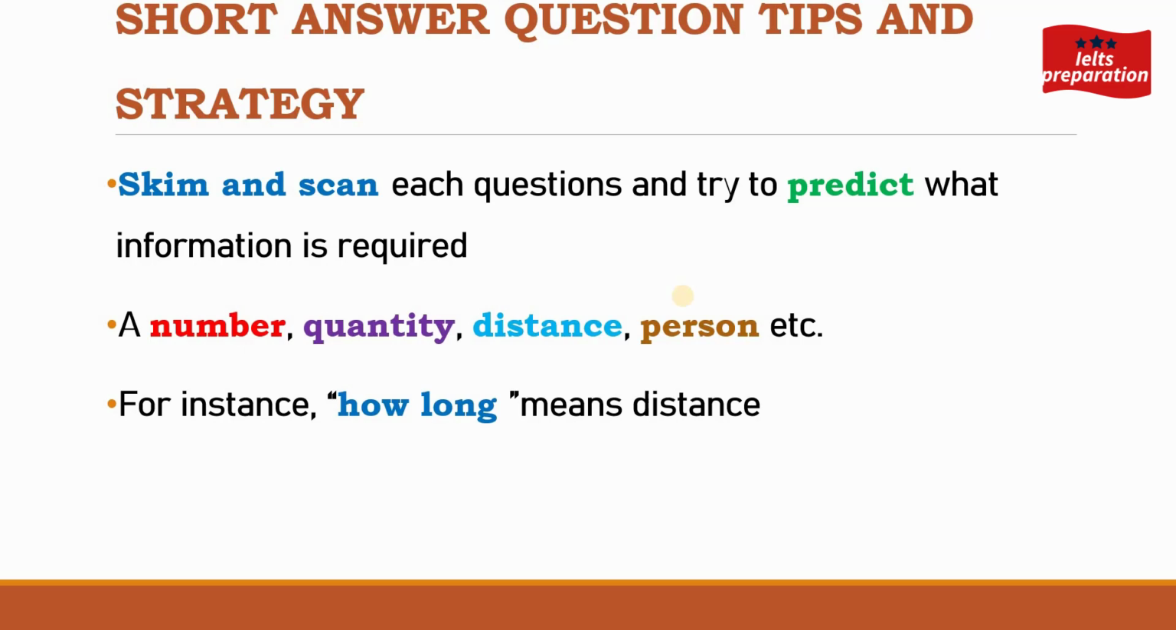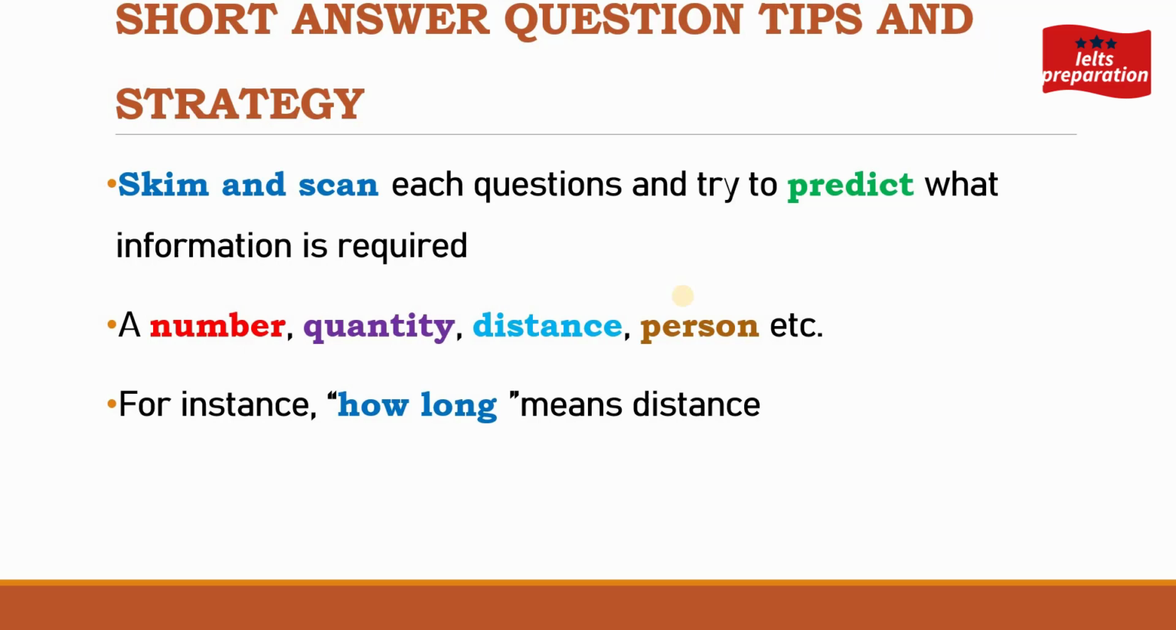What is skimming and what is scanning? Skimming means that you go through and read the questions quickly. And scanning means that you find proper or specific information from the questions, such as dates, times, persons, what, how, however, these types of keywords. Then it's called scanning. So, a number, quantity, distance, person, etc.